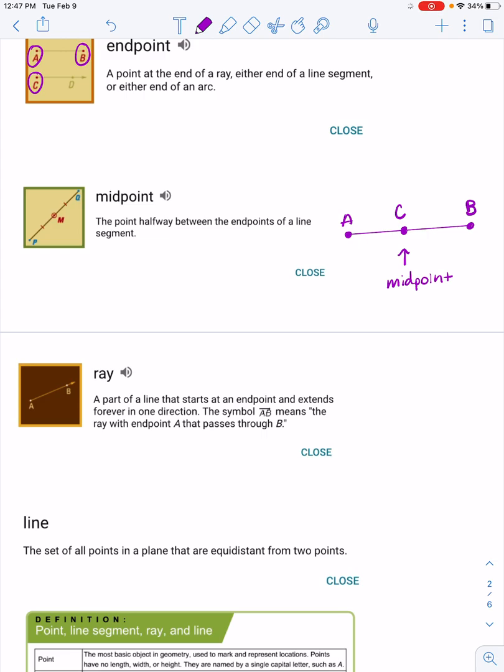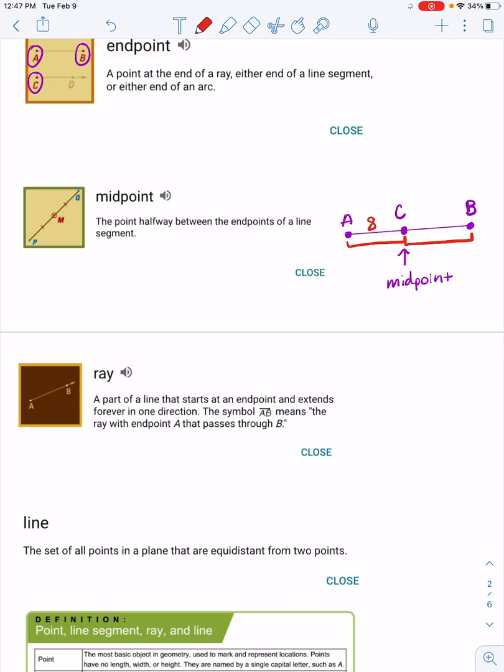Now, what happens with a midpoint is, I'm going to change the color real quick, it splits the big segment in half. So originally we started with segment AB. That means now the length of AC, the length of half of that, and the length of CB, the other half, are exactly the same.